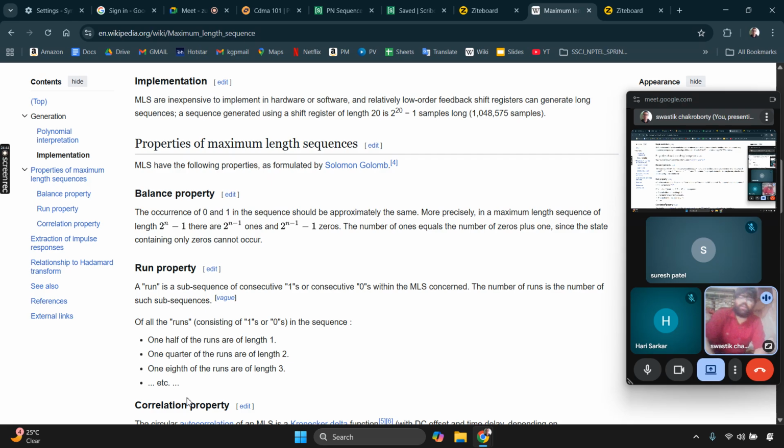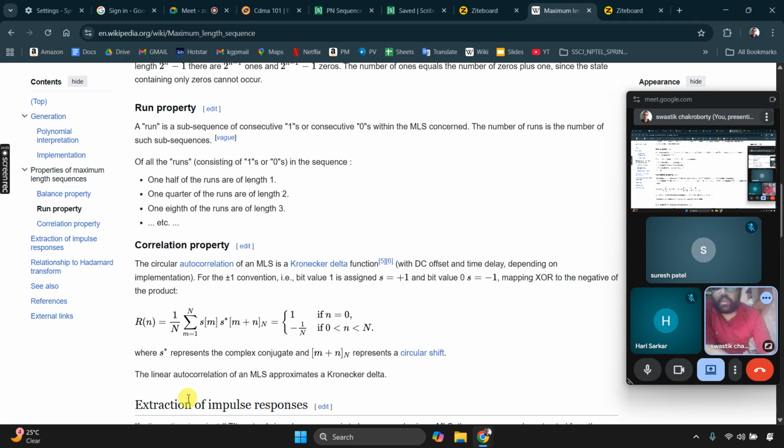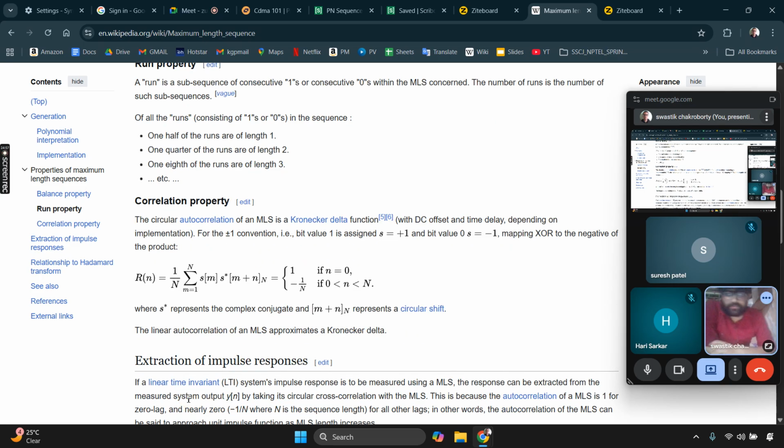So it has to have 1/2 of the runs of length 1, 1/4 of the runs of length 2, and 1/8 of the runs of length 3. This is the run property of a maximal length sequence. And the third is the autocorrelation property, the correlation property.